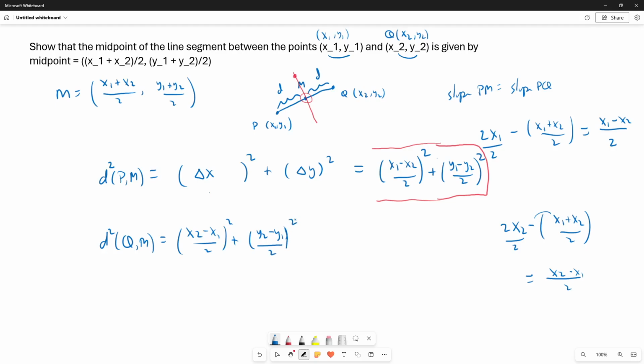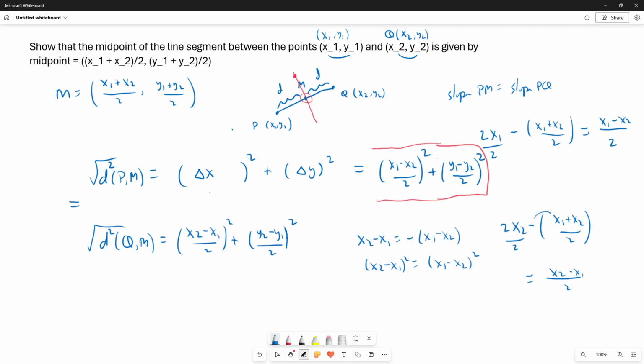And x2 minus x1 and x1 minus x2 are opposites. x2 minus x1 is the negative of x1 minus x2. But when you square them, x2 minus x1 squared, the minus will go away, and that will just be x1 minus x2 squared. So these are identical, and so distance squared from P to M is the same as distance squared from Q to M, and then you take the positive square root of both sides, and those are equal. So we have verified that the point M is equidistant to the points P and Q.